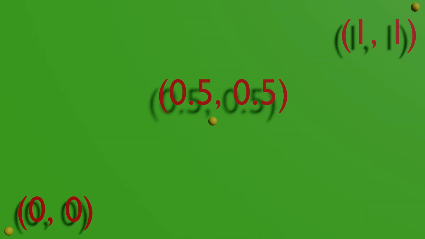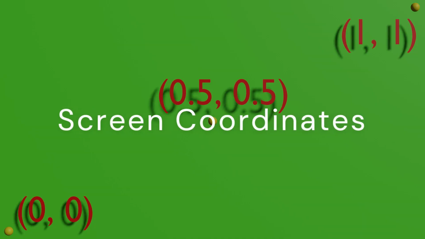The screen is divided into a two-dimensional grid, where the bottom left corner has coordinates 0, 0, and the top right corner has coordinates screen width, screen height. The unit of measurement in screen space is usually pixels. In screen space, the position of an object is defined relative to the screen.